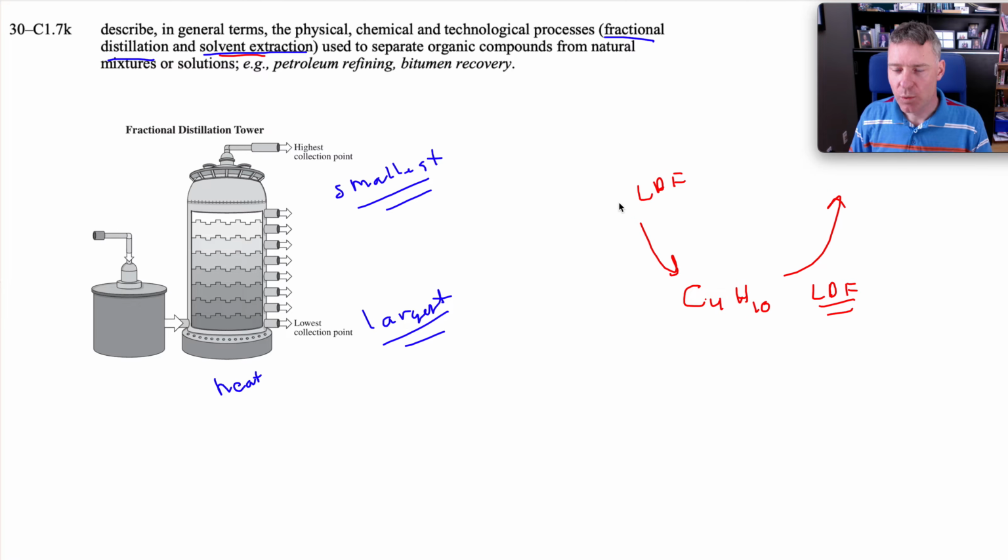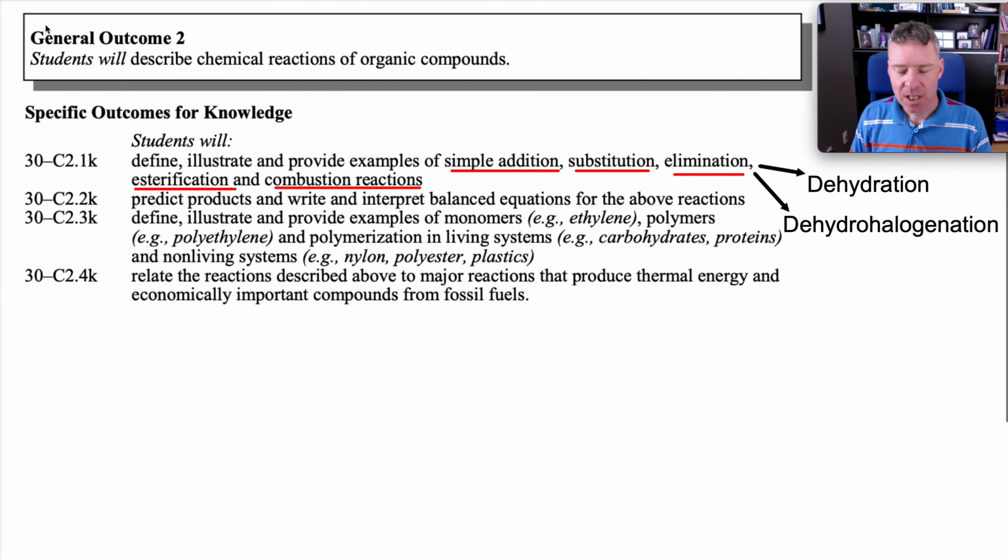If you try to put water into the ground to dissolve this, it's not going to. Water has London dispersion, dipole, and hydrogen bonding. It's going to totally repel butane, and it's not going to be able to act as a solvent and extract it. So you're looking for high solubility in solvent extraction. Okay? But again, make sure you know fractional distillation. So that's all of general outcome 1.